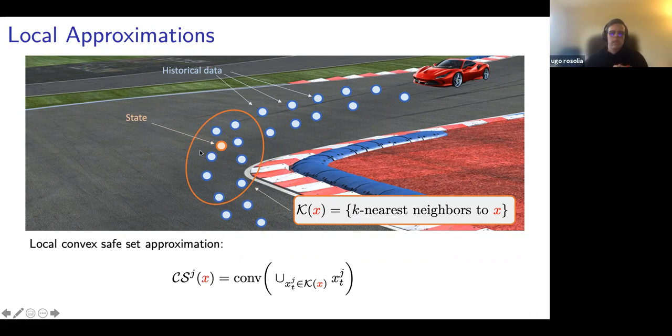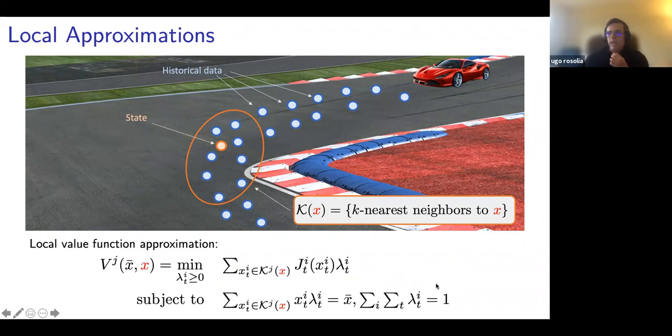What we are going to do online, in order to deal with less data in our optimization problem, is pick the k nearest neighbors to a particular state. The convex safe set evaluated at a particular state is the convex hull of the k nearest neighbors to that state. And similarly, we perform a local value function approximation, which is given by the interpolation of the cost-to-go associated with the k nearest neighbors to a particular state.